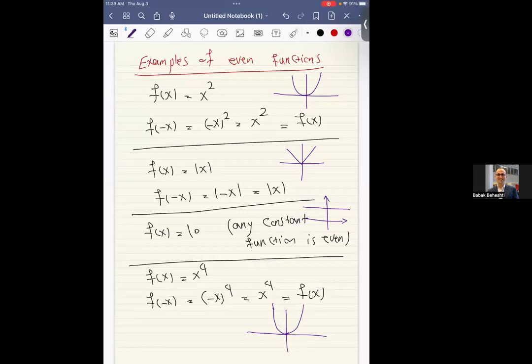Now, what is a common attribute of these graphs? They're symmetrical along the y-axis. So you have symmetry along the y-axis. You see? So you have symmetry, or symmetrical.